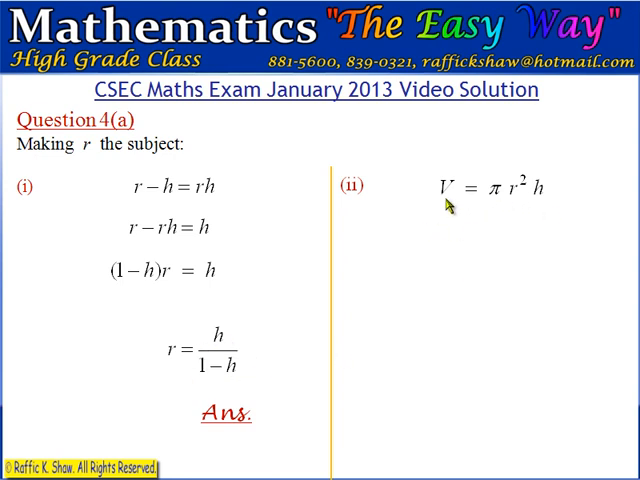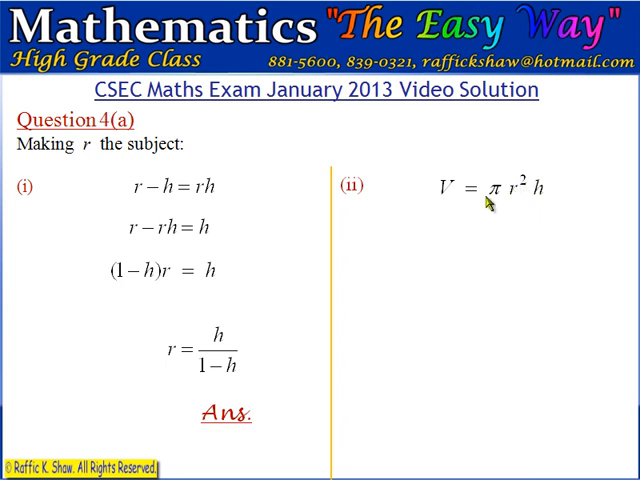In this case, we have V equals pi R squared H. This is a formula for the volume of a cylinder. We are not told that, and so we have to make R the subject without giving consideration to this being the formula for the volume of a cylinder.